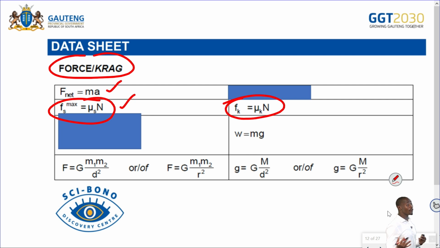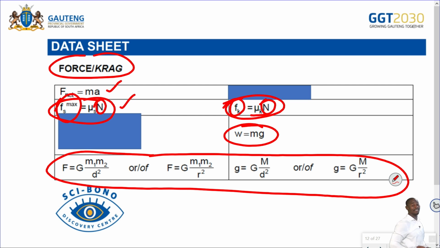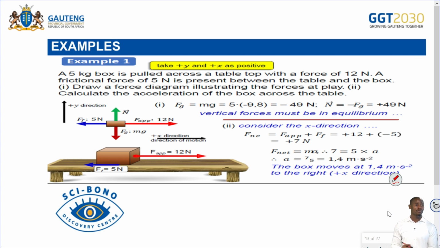And again, let's not forget, learners, when it comes to these equations, we can even talk about the relationship between Fk and N at constant mu k, or Fs max and N at constant mu s. This is the equation we use to calculate the weight, or gravitational force, of an object: weight equals mg. We'll talk more about these next week when we focus on Newton's law of universal gravitation. So let's look at the problems.